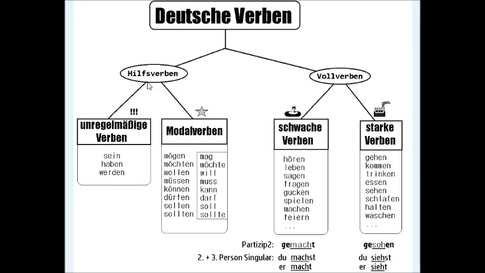The first subcategory is irregular verbs. I've marked this with 3 exclamation marks. There are only 3 irregular verbs in German. These 3 have no predictable pattern whatsoever, so you have to learn every grammatical form of them. It is to be, sein, to have, haben, and to become, werden.